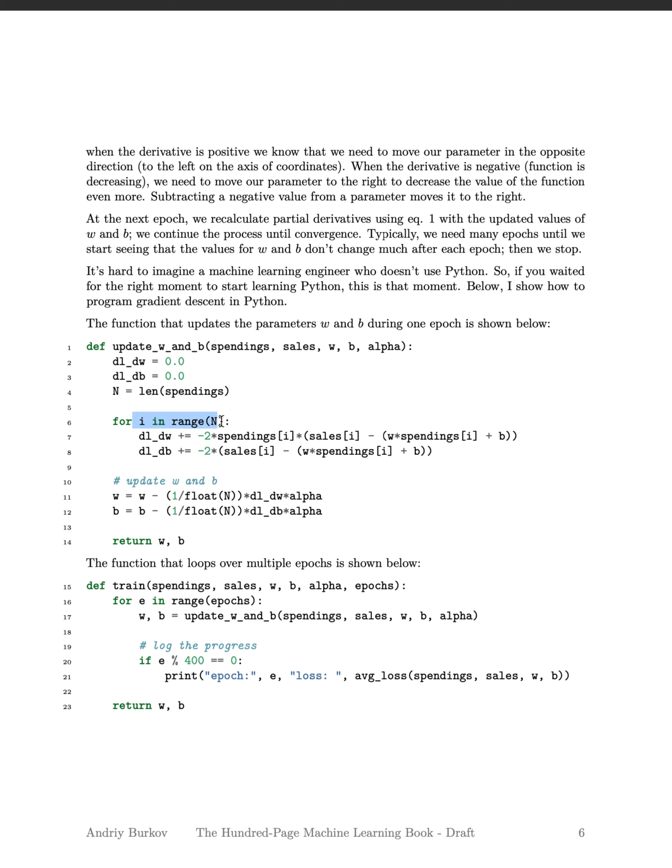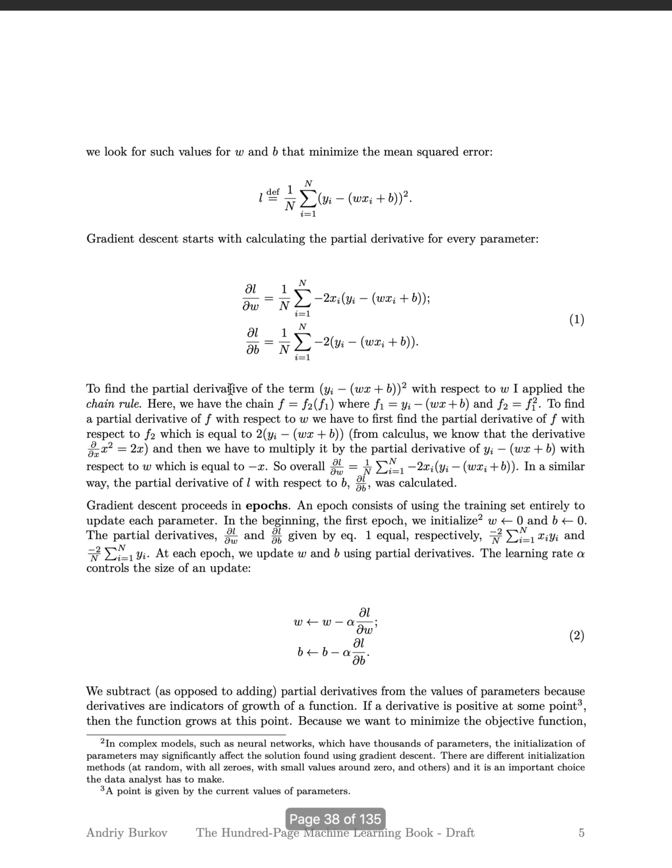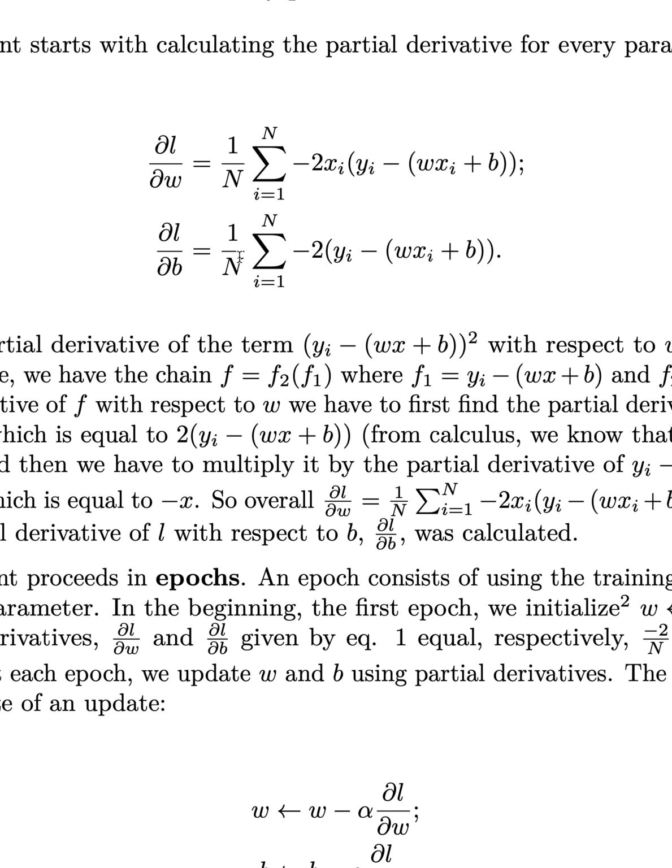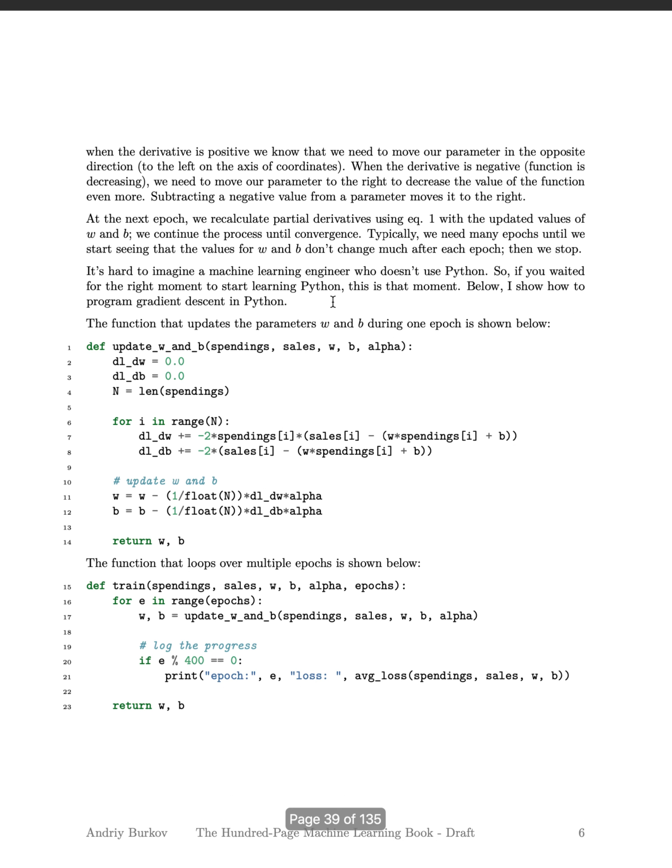Now for i in range n, so for every record in this range, we are calculating the derivative using the formula which we saw here previously. This is the formula for weight, right? So we are going to simply use this same formula, except that we're going to code it in Python. So for that, all we need to do is -2 into spendings into, we open this bracket, sales minus weight into spendings plus b, and we do the same for derivative of bias.